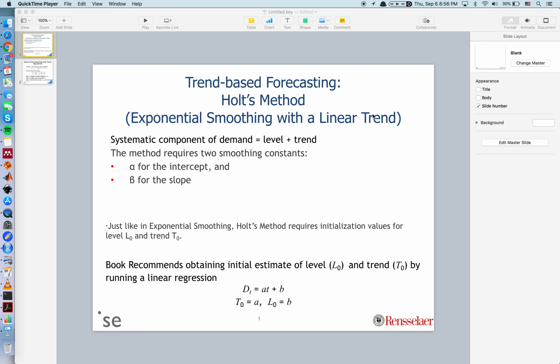Hi, welcome back. Again, my name is Orlando, and in this video we're going to review Holt's method for exponential smoothing with a linear trend, and we're going to see how to implement it in R.